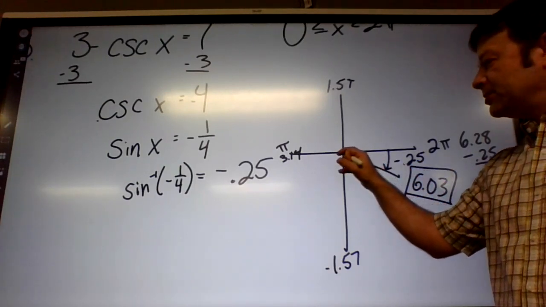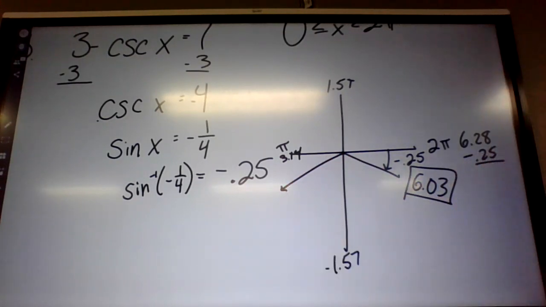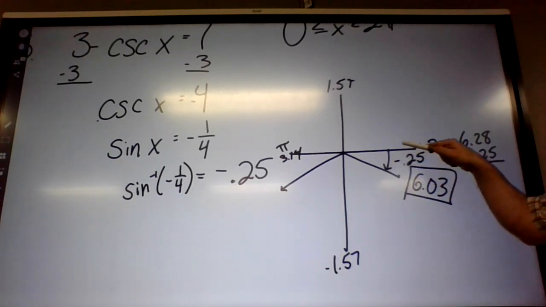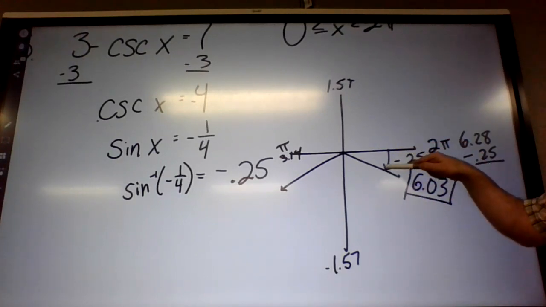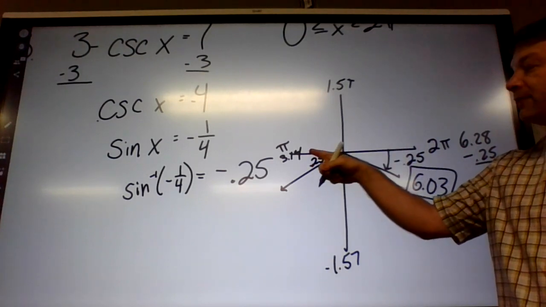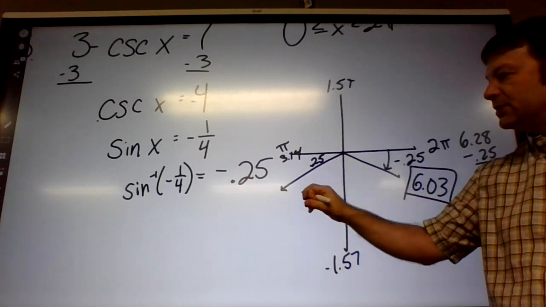And sine should also be negative in the third quadrant. How do we find the third quadrant? 3.14 plus 0.25. Right. This 0.25 is basically the reference angle because it's how far we are from the x-axis. So to find this angle, you need to go 0.25 away from the x-axis. So 3.14 plus 0.25.